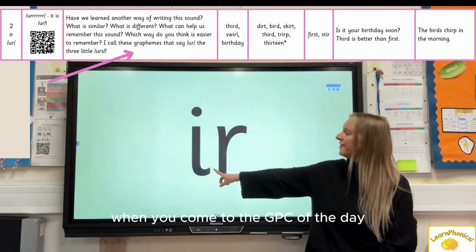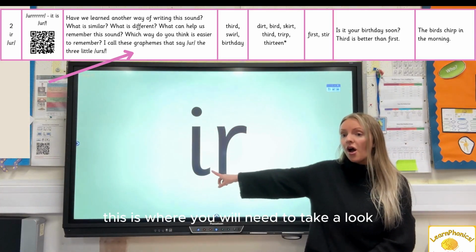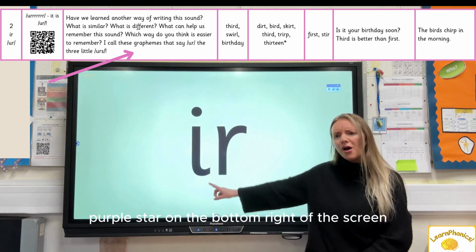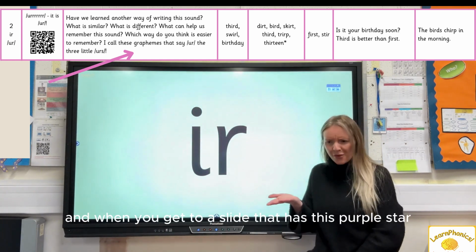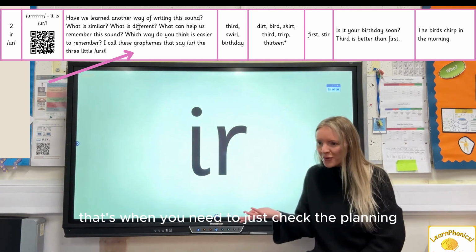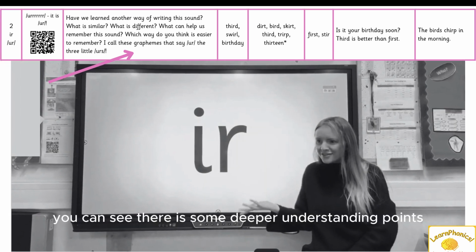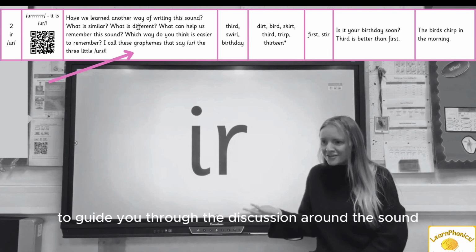When you come to the GPC of the day, this is where you will need to take a look at the planning. There is a small purple star on the bottom right of the screen. And when you get to a slide that has this purple star, that's when you need to just check the planning.